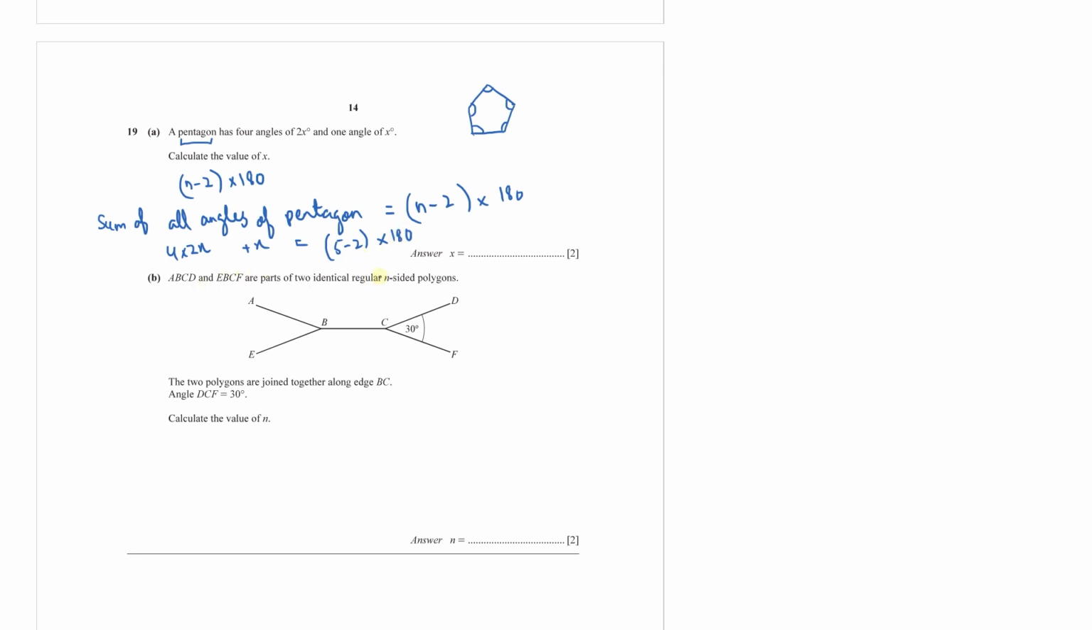So then I can solve this equation for x. So 4 times 2 is 8x, and then plus x. N minus 2, 5 minus 2 would be 3. So this would be equal to 3 into 180. 8x plus x would be 9x equals 3 into 180. And then x would be equal to 3 into 180 divided by 9. So I can cancel this. 9 ones are 9, 9 twos are 18, and then 20. And 20 times 3 would be 60. So x would be 60.